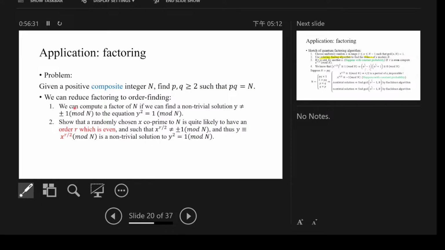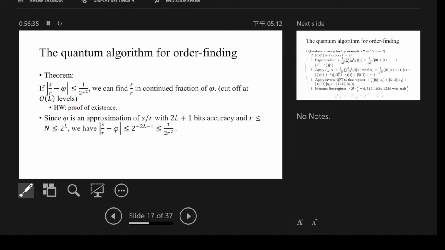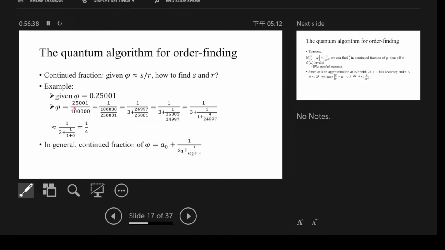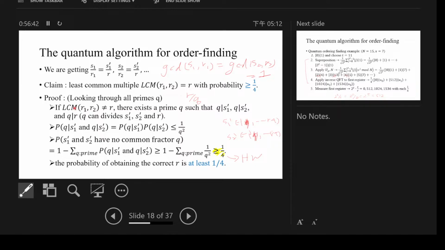Order finding, and sorry, here is the example. So, theorem. You have about 10 minutes, but I guess we started early, so we can probably leave it here for now.